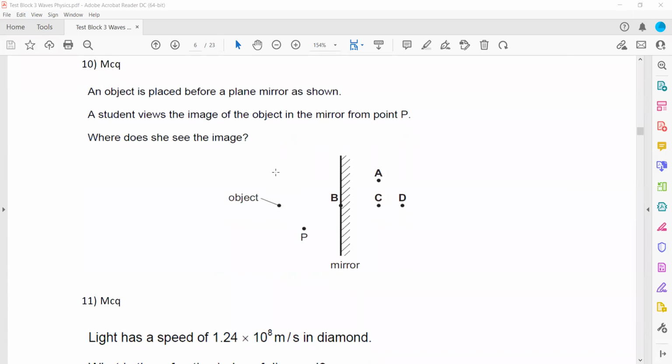When an object is placed in front of a plane mirror, the student views the image of the object in the mirror. Where does she see the image? Always remember the object distance should be equal to the image distance. For example, if the object is 2 centimeters from the mirror, for a plane mirror the image should also be the same distance away, and both should be in line with each other, perpendicular to the surface. So that's why option D is the right answer.